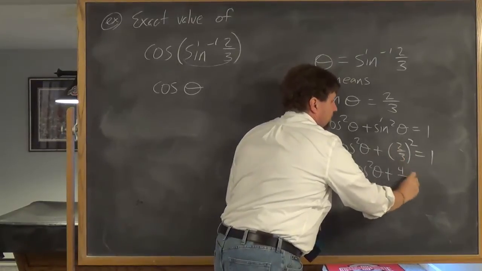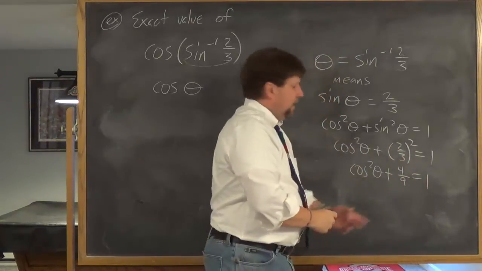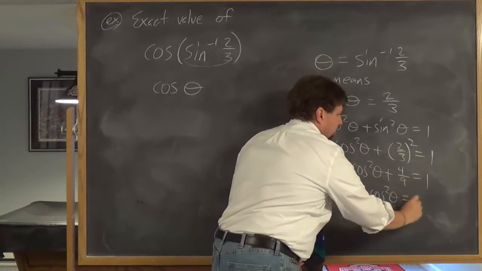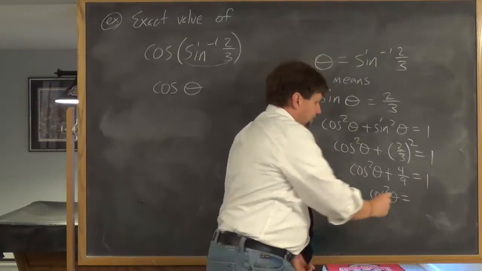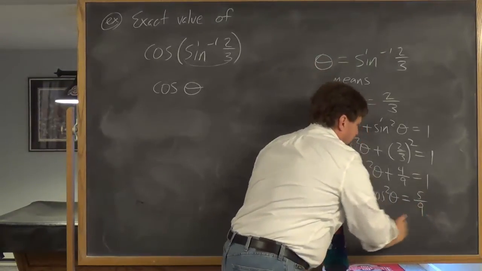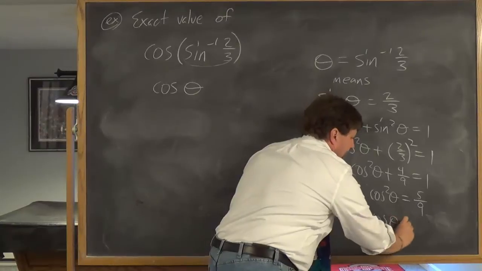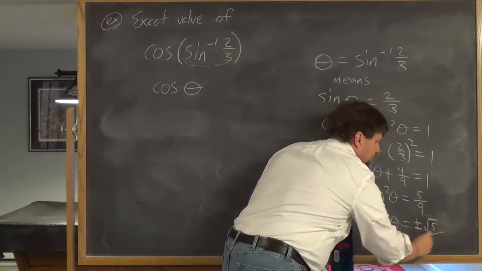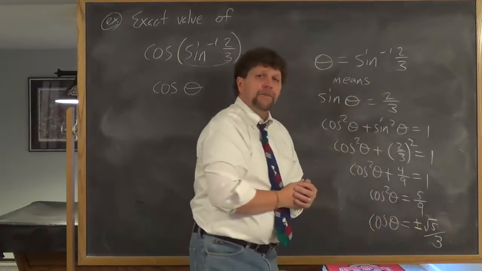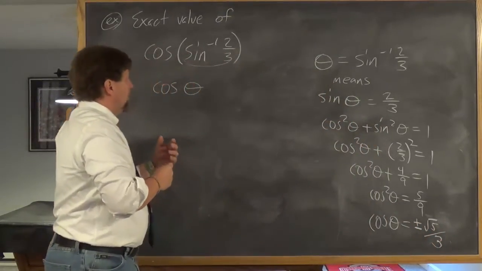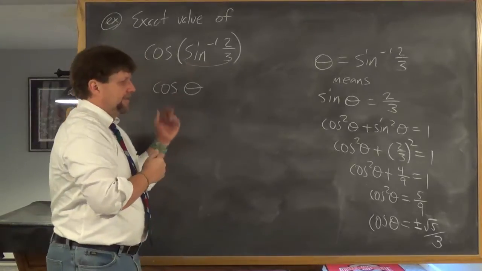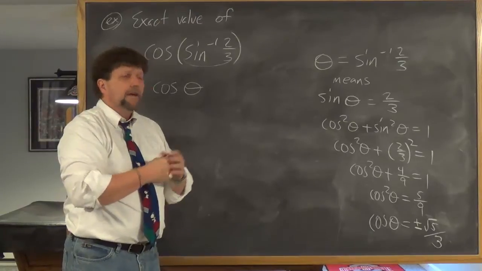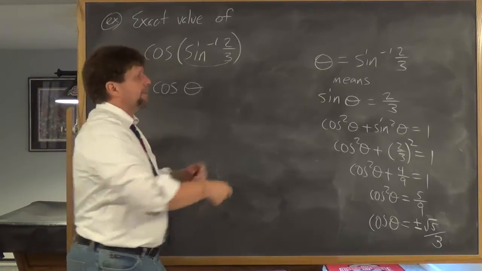2/3 squared is 4/9. Subtract 4/9 from both sides, and I get cosine squared. Let's see, 1 minus 4/9, that's 5/9. And then taking the square root of both sides, I get cosine theta is plus or minus the square root 5 over 3. So how do I know what the answer is here? Is it the positive square root 5 over 3 or the negative square root 5 over 3? Well, think about this just a little bit.